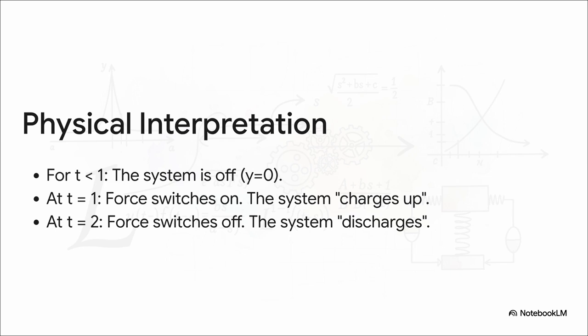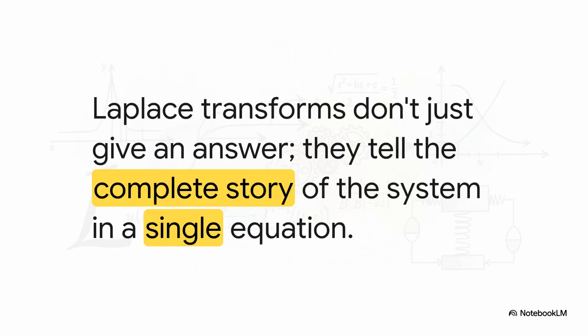Why? Because at t equals 2, the second term activates, introducing an equal and opposite force. The net force becomes 0 again, and the system immediately starts to discharge, decaying back down towards 0. The solution perfectly models this rise and fall. And this, right here, is the real beauty of this method. That one final equation for y of t, it's not just a formula. It's a complete narrative. It contains the before, the during, and the after of that pulse. It tells the entire story of the system's behavior, all wrapped up into a single, compact expression.